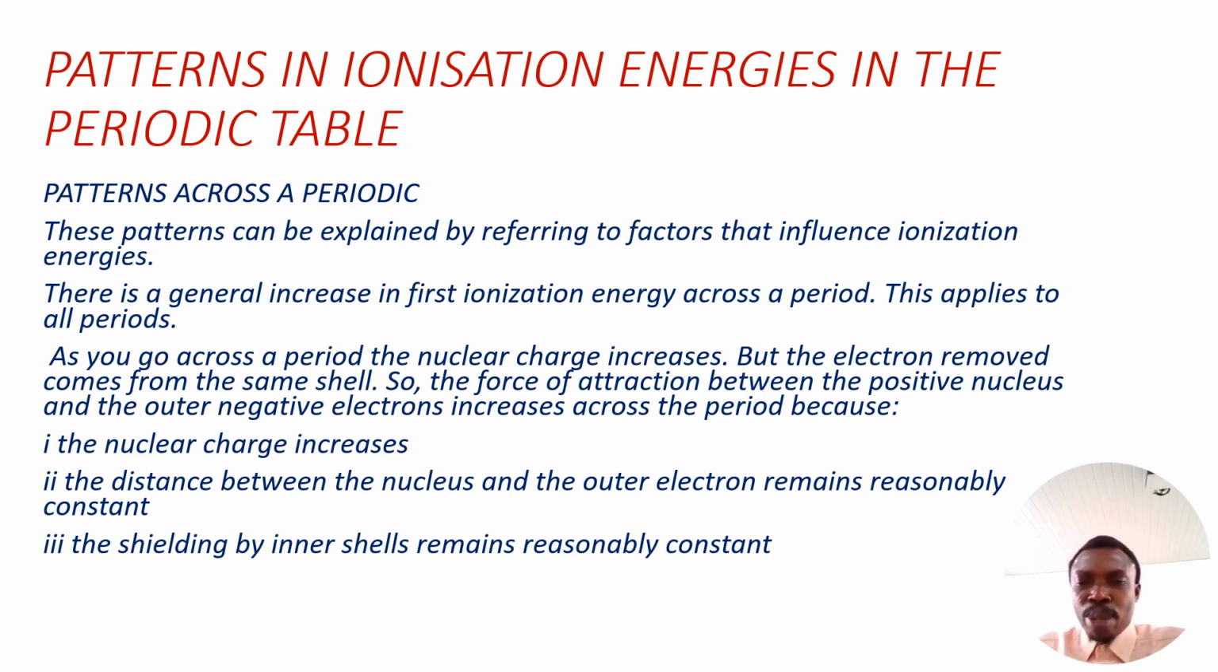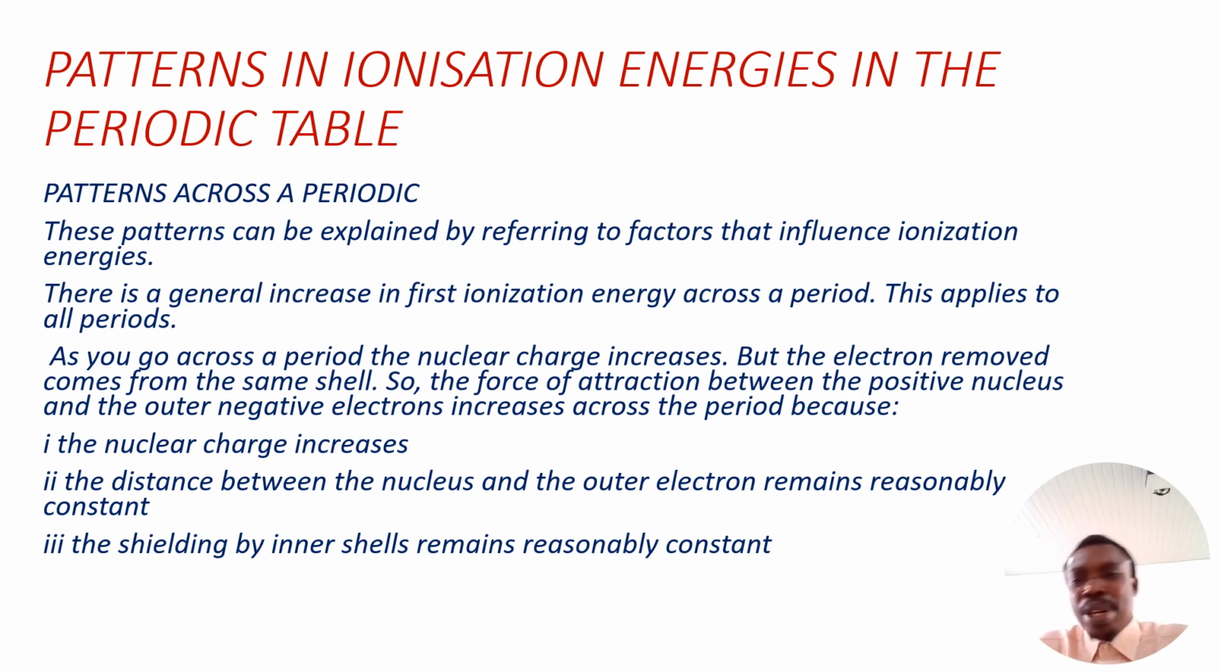And the shielding also remains the same. So as you go across the period, the number of protons increases, so the positive nuclear charge increases, the shells remain constant, and the shielding remains reasonably constant. So the ionization energy increases as you go across the period. These patterns can be explained by referring to factors that influence ionization energies. There's a general increase in first ionization energies across a period.